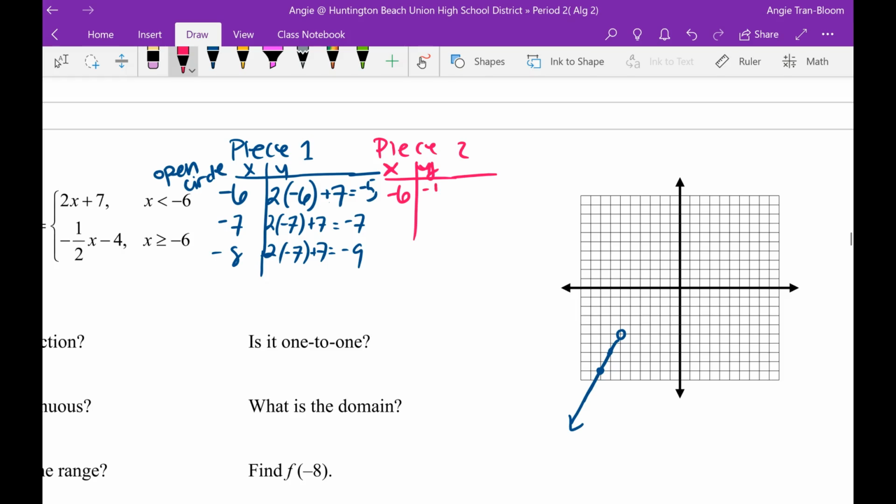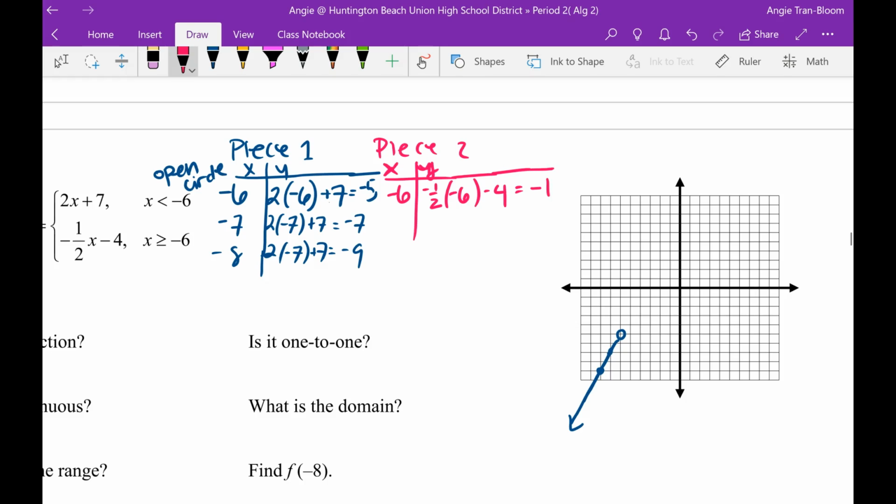We're going to plug it into negative 1/2 times negative 6 minus 4. So class, what would that be? Negative 7 again? Are you sure? What's negative 1/2 times negative 6? Oh, positive. Negative 1/2 times negative 6 is a positive 3. Minus 4 is now a negative 1. So I think you were ahead of us on that one.